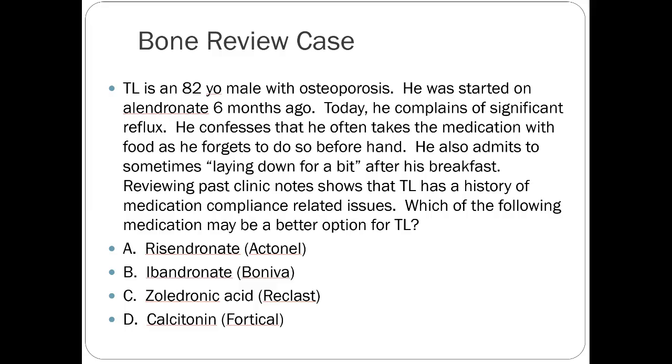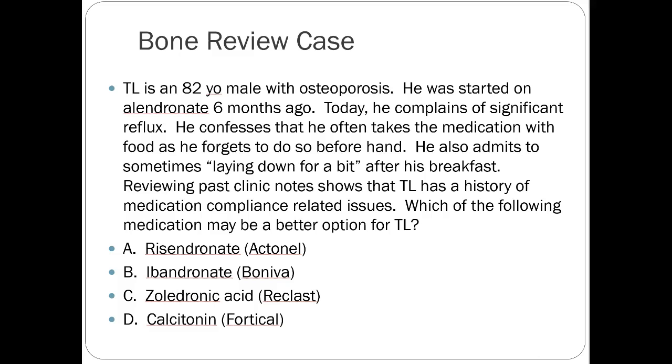I think I've got a quick little case review here for bone mineral. We've got an 82-year-old male with osteoporosis, started on alendronate 6 months ago. Anybody know the class of alendronate, what kind of medication that is? Bisphosphonate? Yes. So today he complains of significant reflux. Is that a side effect of a bisphosphonate? Yes, it is.